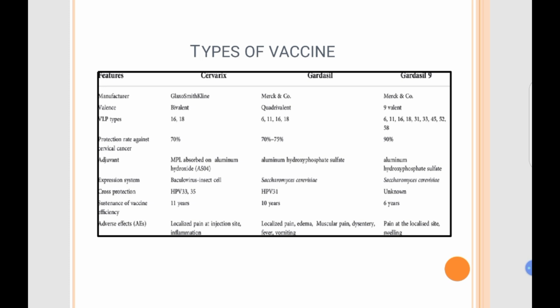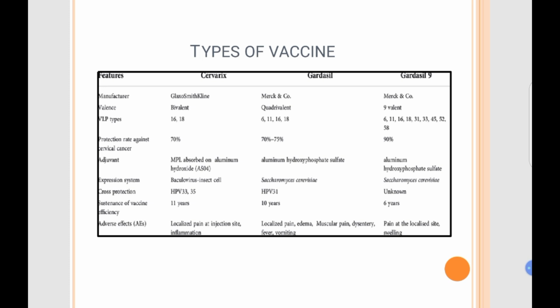There is a difference in the adjuvant which is present in Cervarix and Gardasil. It is MPL absorbed on aluminum hydroxide in Cervarix, while Gardasil and Gardasil 9 have aluminum hydroxyphosphate sulfate. About the expression system, for Cervarix, it is a baculovirus insect cell, while Gardasil and Gardasil 9 are derived from yeast, that is Baker's yeast, also known as Saccharomyces cerevisiae.